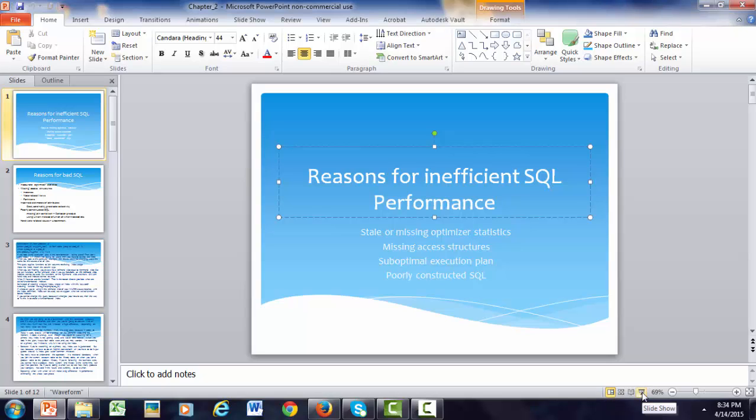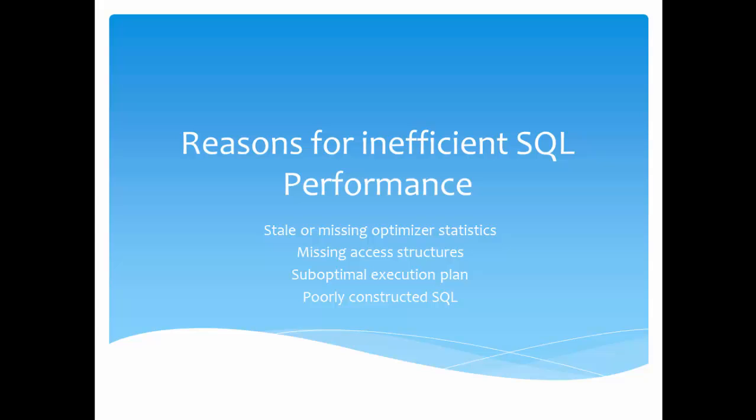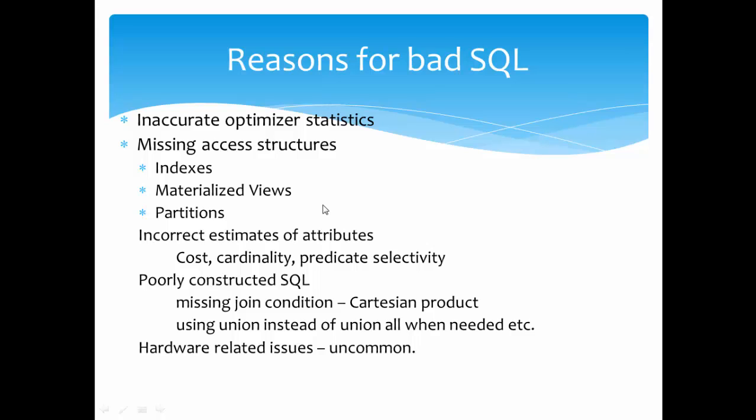So, we'll check the main reasons for inefficient SQL performance: stale or missing optimizer statistics, missing access structures, suboptimal execution plan, poorly constructed SQL. So the reasons for bad SQL are inaccurate optimizer statistics, missing access structures like indexes, materialized views, partitions, and incorrect estimates of attributes, cost, cardinality, predicate selectivity.